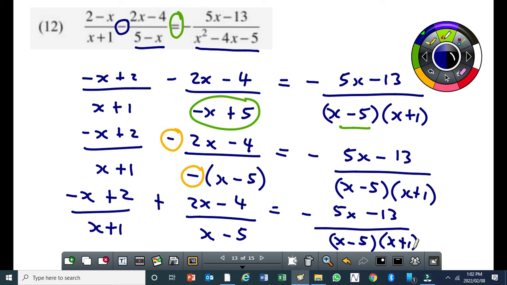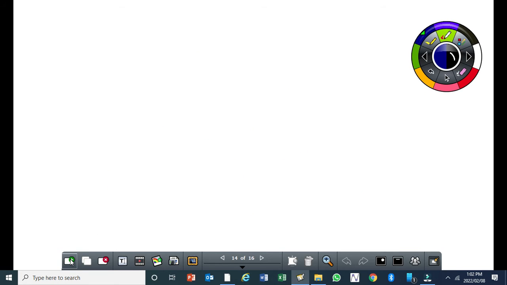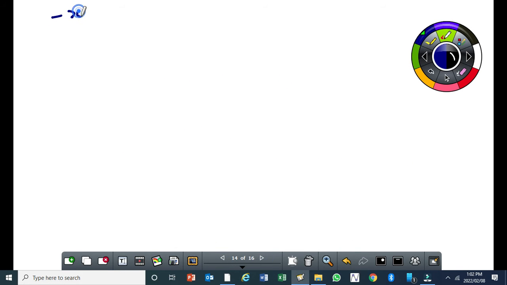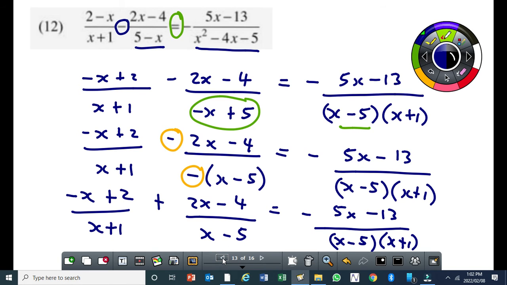Let me go to the next page. Do we have any questions? The next page, I'm going to rewrite the question. So it will be minus 2x plus 2 and minus x plus 2 divided by x plus 1.